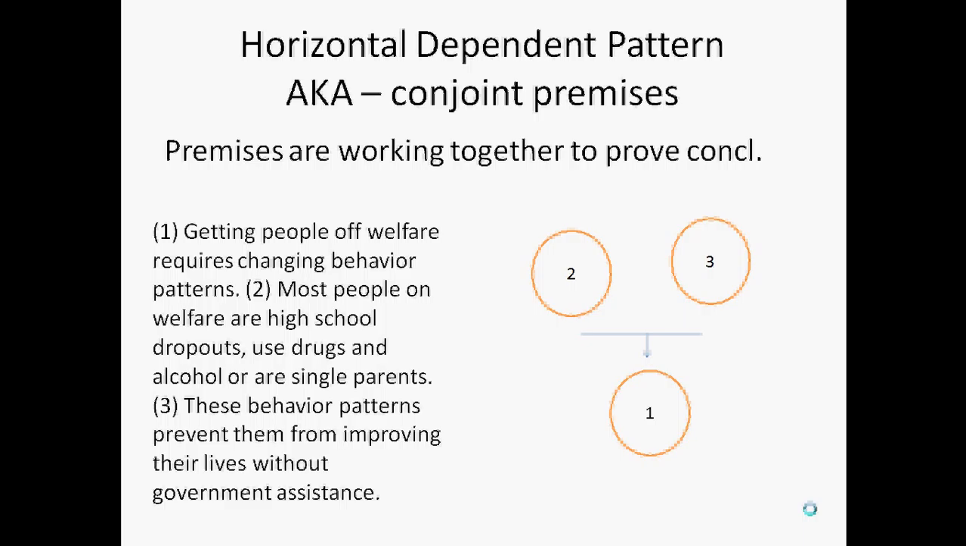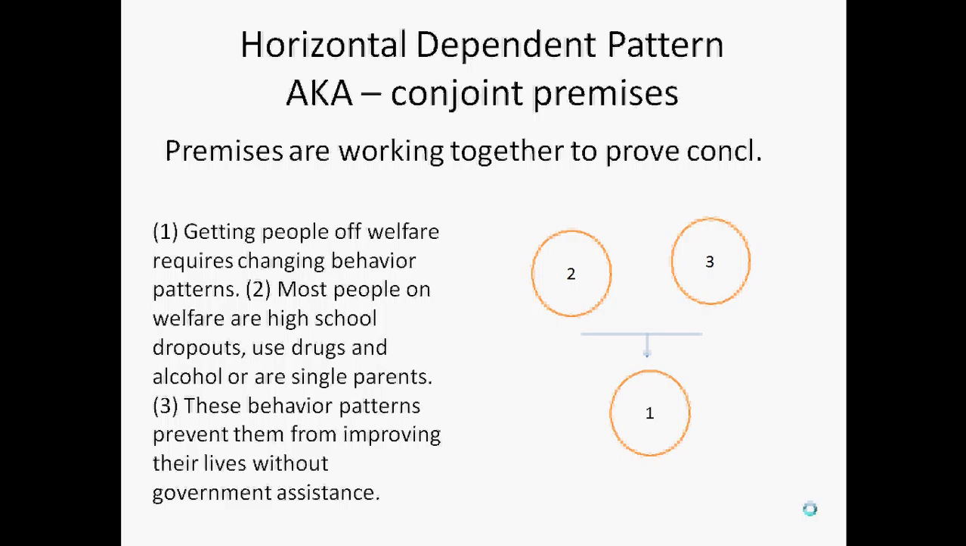Okay, so the case here is most people on welfare are high school dropouts, and so on. I don't know if that's true or not, but that's the statement being made by this arguer. I'm not evaluating the factual claim. I'm just saying that is what the claim here is. And then the other claim is these behavior patterns prevent them from improving their lives without government assistance.